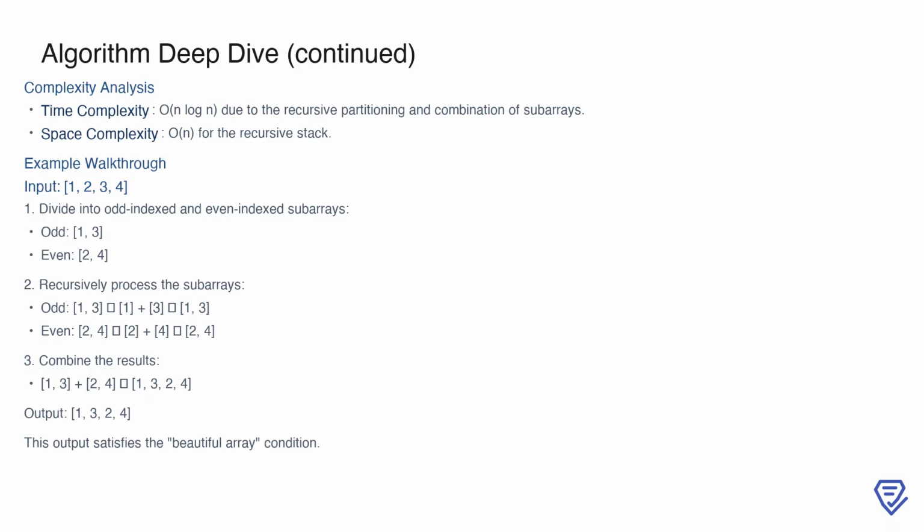Consider the input array 1, 2, 3, 4. First, we divide the array into odd and even index subarrays. Odd becomes 1, 3, and even becomes 2, 4. Next, we process these subarrays recursively. The odd subarray 1, 3 is broken into 1 and 3, which are already beautiful, and the even subarray 2, 4 is broken into 2 and 4. Combining these results, we place the odd subarray first, followed by the even subarray, resulting in 1, 3, 2, 4. This final array satisfies the beautiful array condition, demonstrating the effectiveness of the algorithm in a concrete scenario.